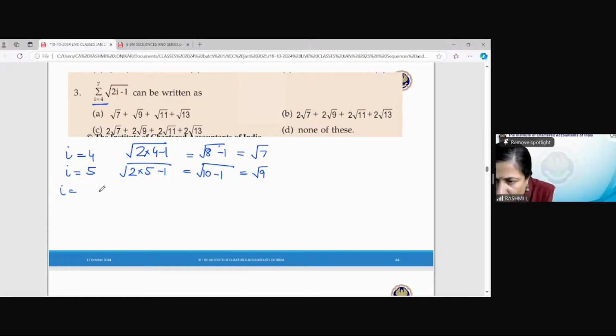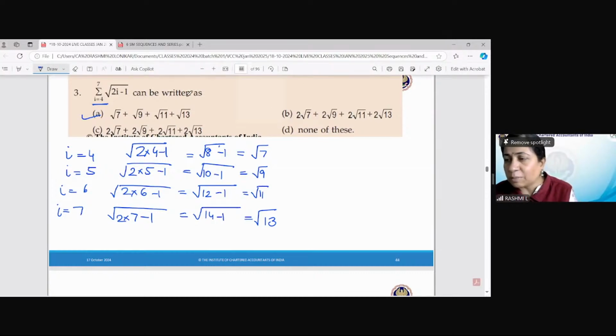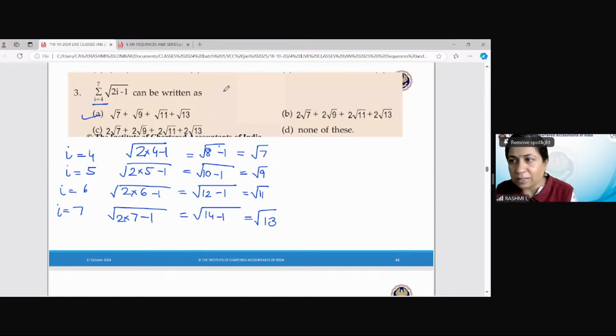i is equal to 6. ये हो गया square root of 2 into 6 minus 1 which is equal to square root of 12 minus 1 which is equal to square root of 11. i is equal to 7. Square root of 2 into 7 minus 1 which is equal to square root of 14 minus 1 which is equal to square root of 13. आंसर क्या आता है, A. Okay. इसमें because there is a square root involved, it is better that you do it so that there is no confusion. हमको एकदम जल्दबाजी में ये आंसर लग सकता है बी, लेकिन ए इज द राइट आंसर.